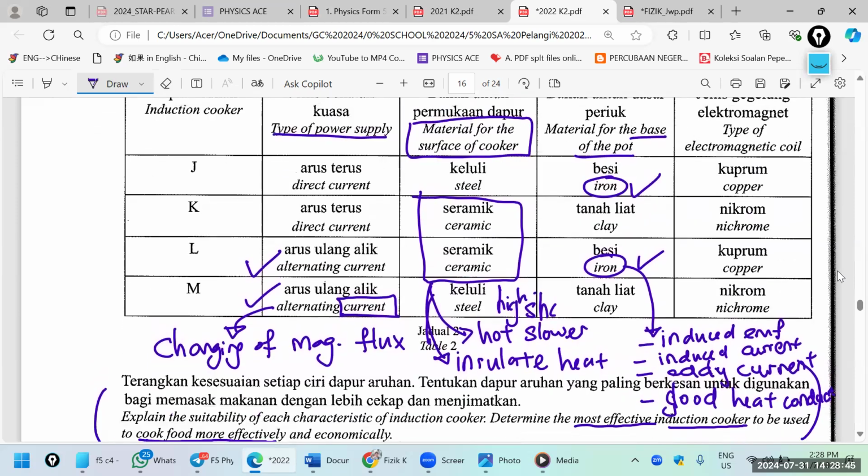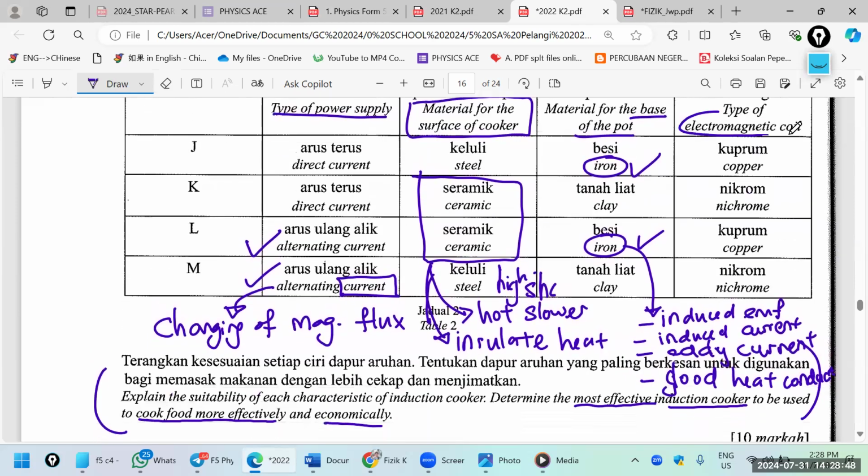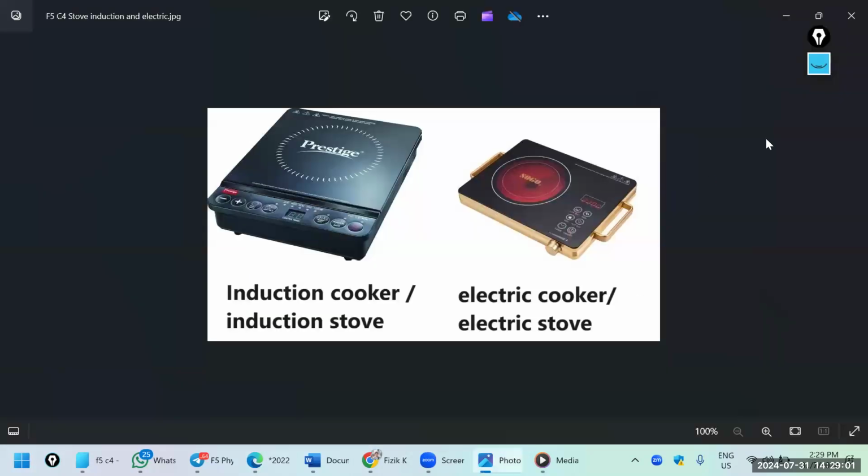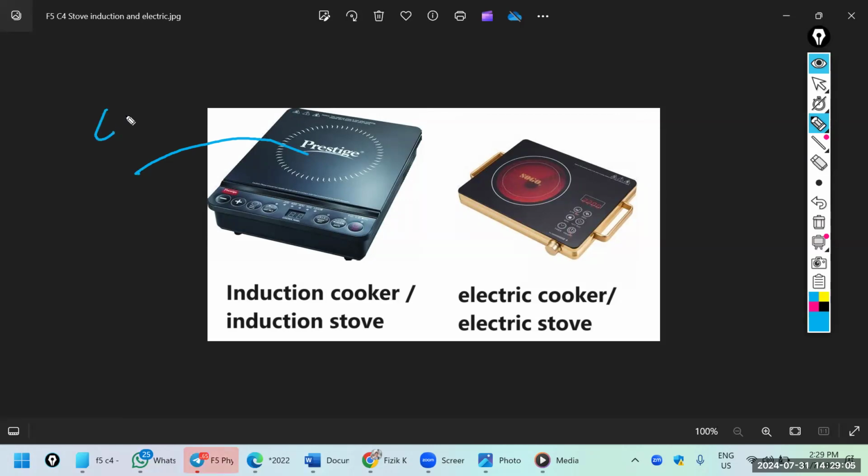Okay, then next, the type of electromagnetic coil should be copper or nichrome. Why not nichrome? Yeah, for this one, induction, this is copper coil. But for electric current heating stuff, this one we use nichrome.